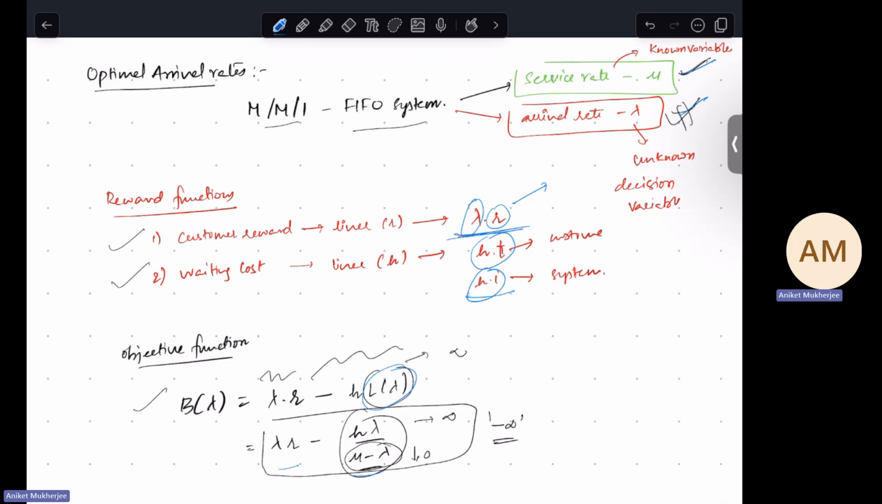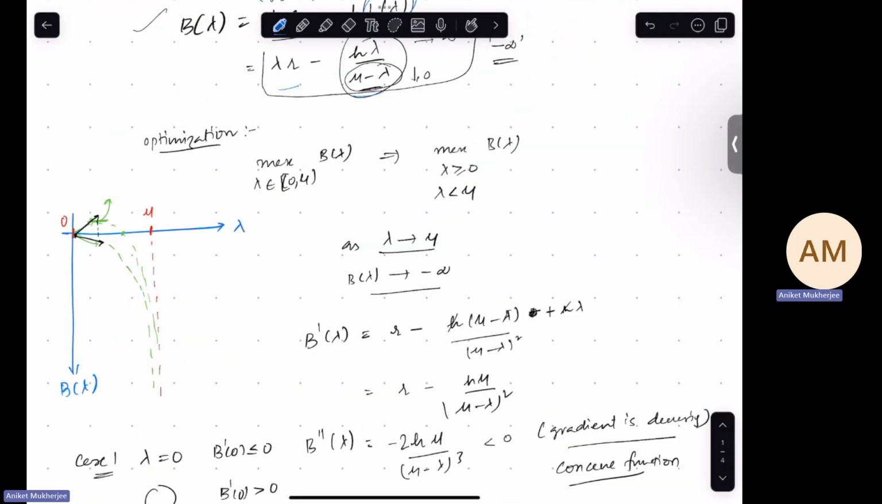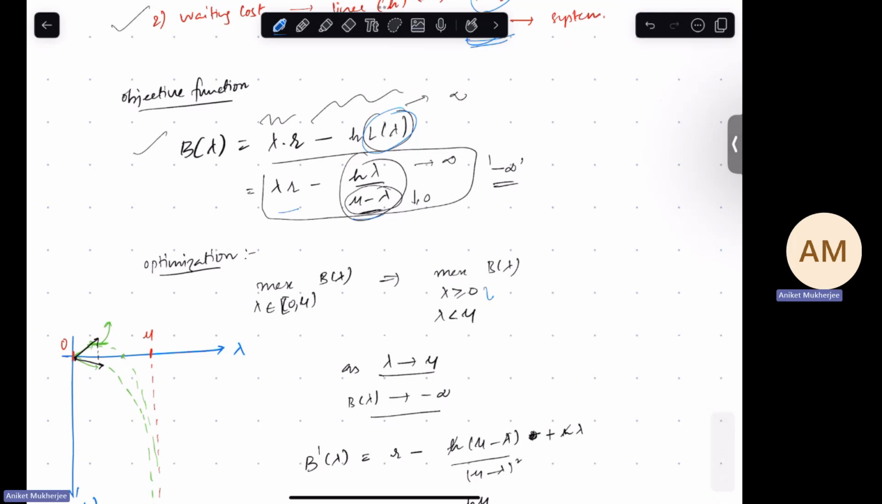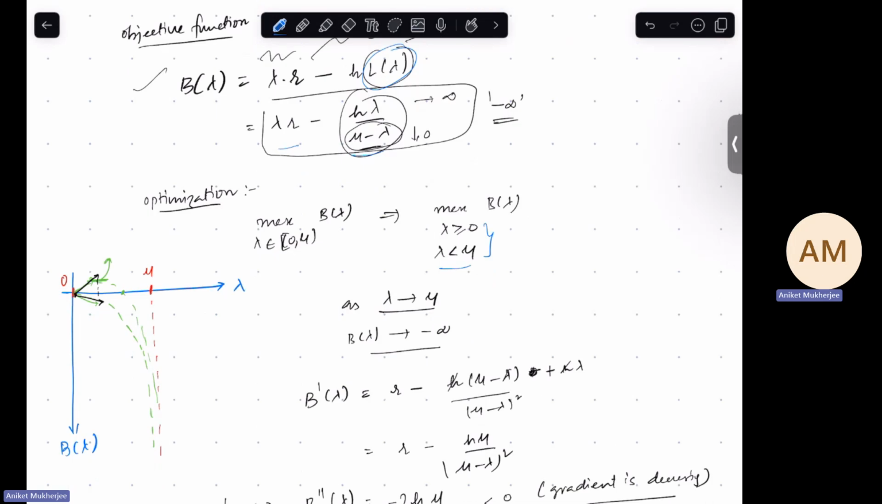So you want more number of people to come. But if more number of people come, then there is a chance of high waiting costs, right? But now we had two more constraints. One is lambda greater than or equal to 0. We can't have negative lambda, and lambda less than mu, right?